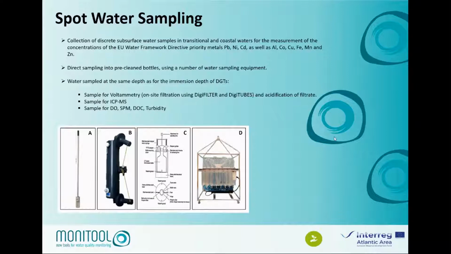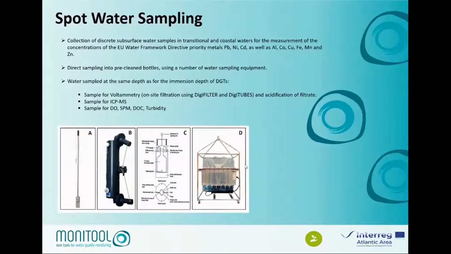The water samples are collected at the same depth as the immersion depth of the DGTs, and ideally direct sampling into pre-cleaned bottles should be done as best practice, wearing non-powdered gloves. For this activity, a number of water sampling devices were used during the MONITOOL sampling campaigns. These include grab samplers or Niskin bottles, a handheld water sampler, or a remote automatic sampler.